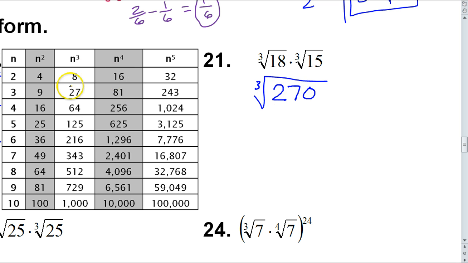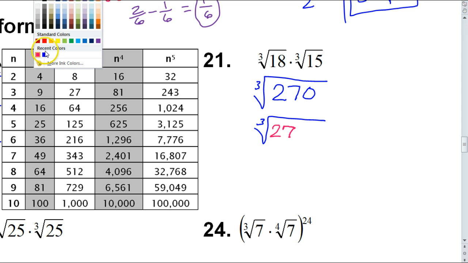Now, 270 is not on the list. However, 27 is on the third power list. And you can easily see, because this is a 27 with a 0 behind it, that 270 is 27 times 10. So we can just rewrite this as the cube root of 27 times 10.